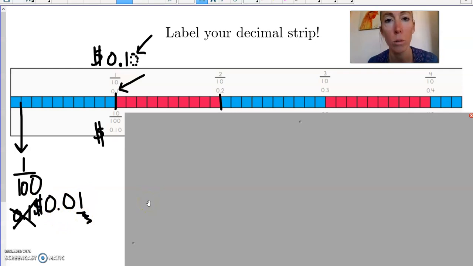Okay? And what can you buy with 1 cent? I don't know. Maybe something at a garage sale.